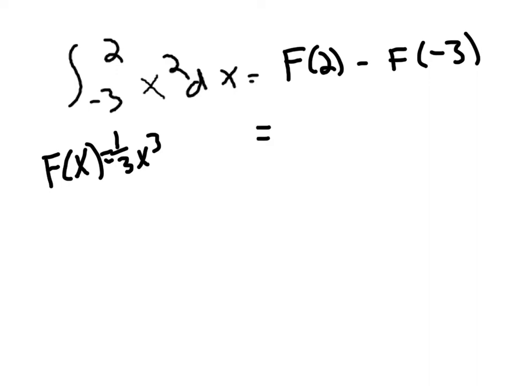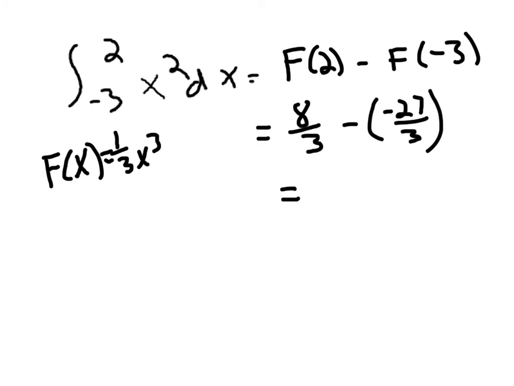So when I plug that in, I get 8/3 for big F of 2 minus -27/3, which is big F of -3. So the total area under the curve is 35/3.